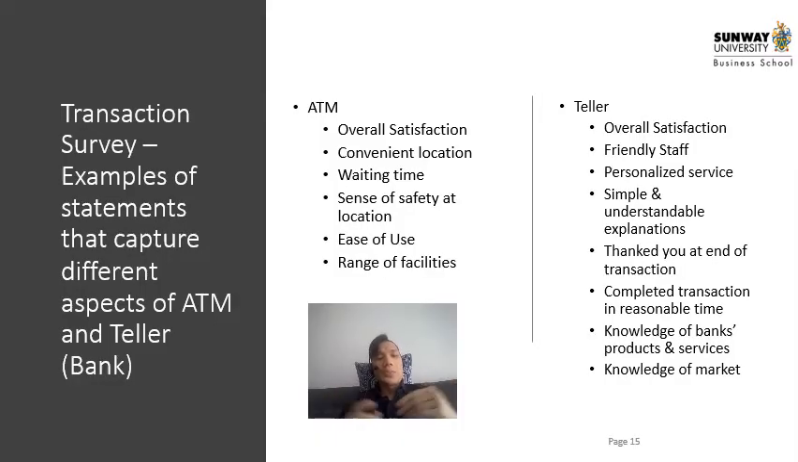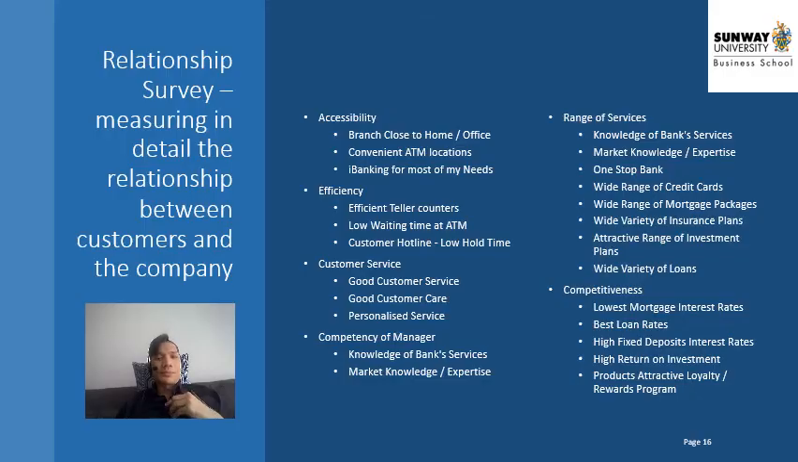So what are some of the attributes that you can capture, especially for ATMs and bank tellers? Overall satisfaction, as I mentioned, convenient location, ease of use. In terms of the tellers, you can ask about the friendly staff, you can ask about the understandable explanation. You can also ask them about whether or not the staff conformed to the service that they were expecting. Okay, knowledge as well as transaction time. There are other examples which you can take your time to go through in greater detail.